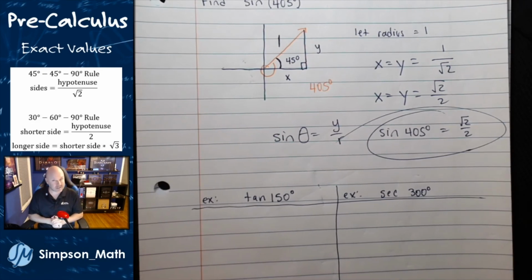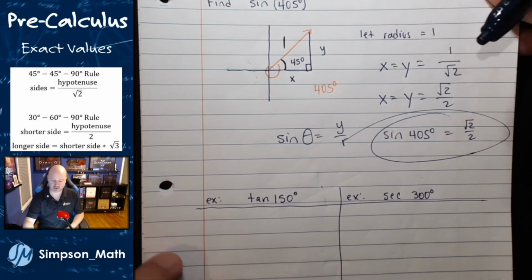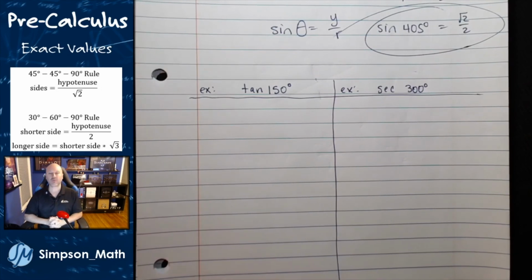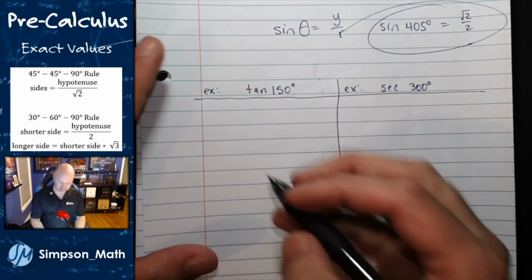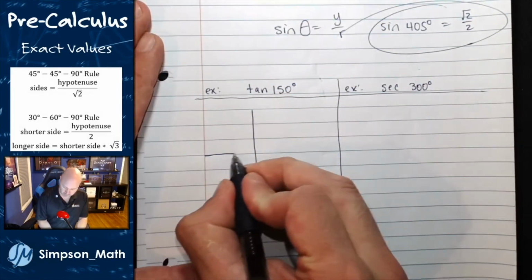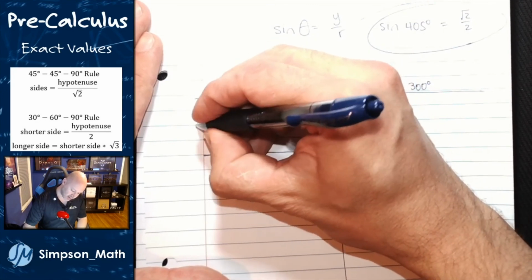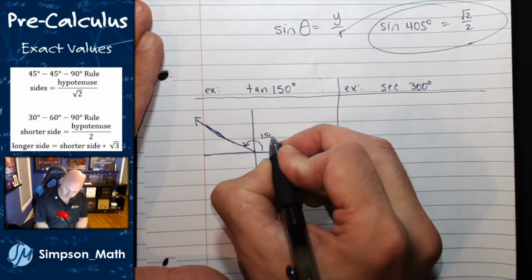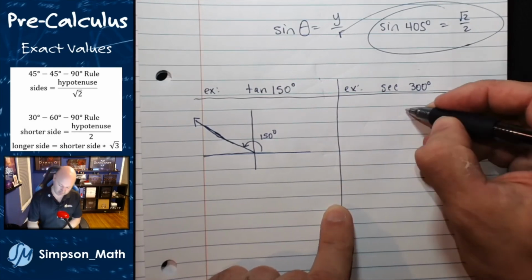If you want to pause the video, now is a good time to try to find these exact values using the rules mentioned. For both of these examples, I need a picture. I'm going to draw 150 degrees, and I'm going to draw 300 degrees. 150 is 30 shy of 180. 300 is 30 more than 270.